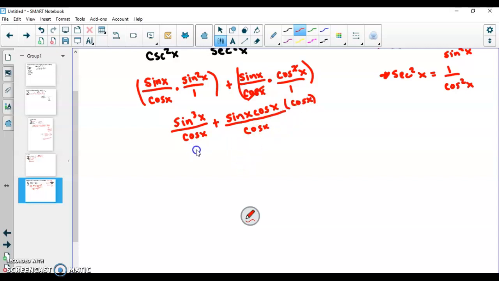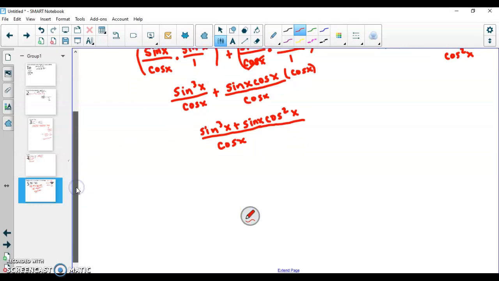Okay, and so from there I established the common denominator to be cosine x, and I can make this sine cubed x plus sine x cosine squared x. I want to always make sure that it's reduced down as far as I can get it.